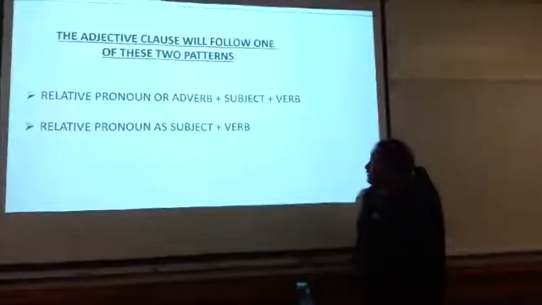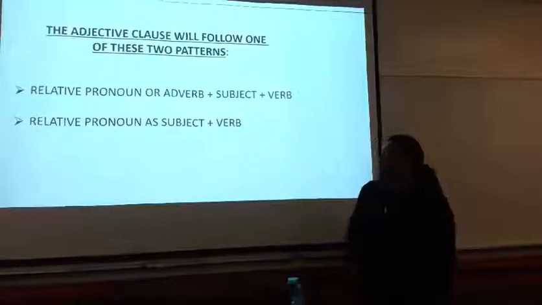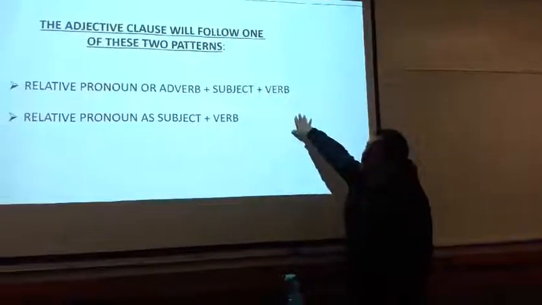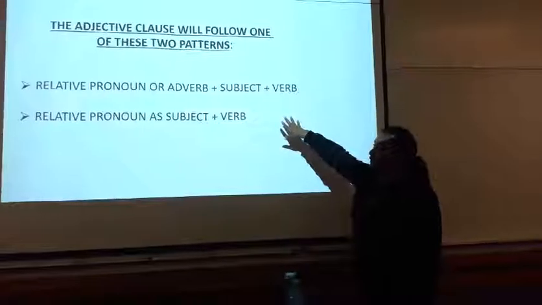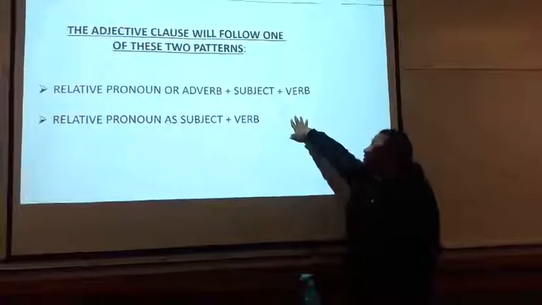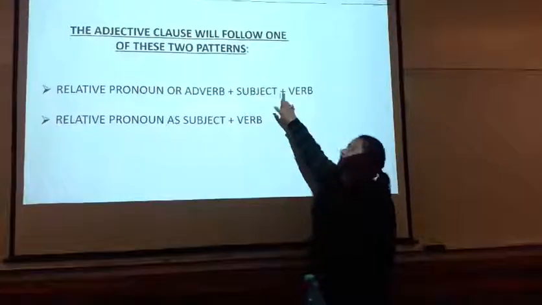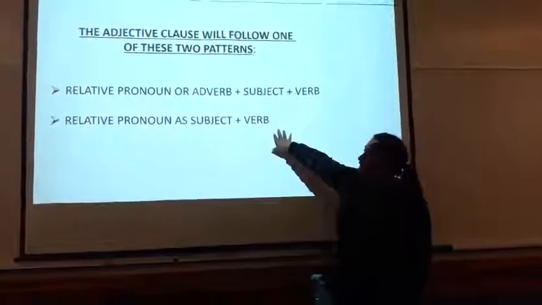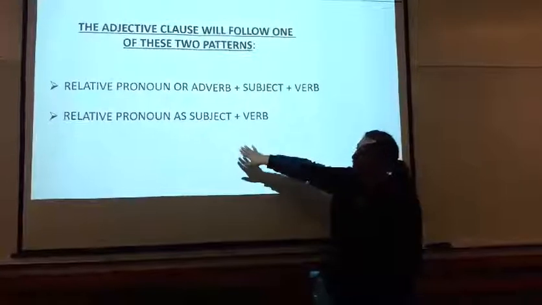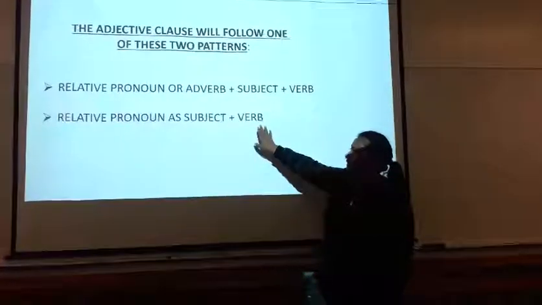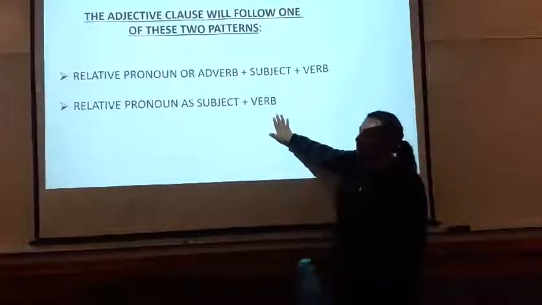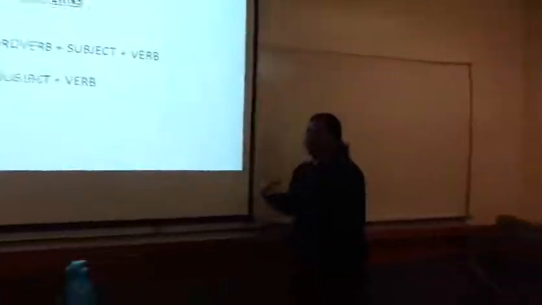The adjective clause will follow one of these patterns. For the first one, the relative pronoun or adverb always goes together with a subject and a verb. And also a relative pronoun as subject goes with a verb only. So, for example, I'm going to write some examples.